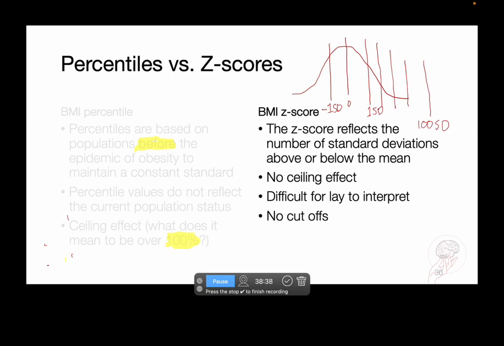Also, we don't have any cutoffs. So unlike percentiles, where we have the 85th and the 95th percentile to determine overweight and obesity, there's no cutoff because it depends on what population we're using. But if you are doing statistics, there are packages out there that will help you with that.